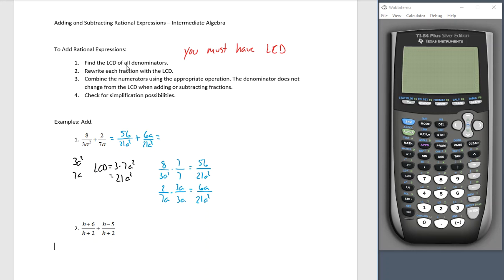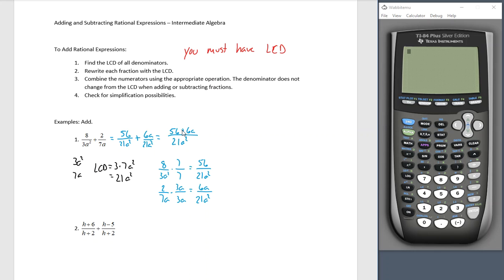All right. So find the LCD. Rewrite each fraction using the LCD. And now combine the numerators using addition, the appropriate operation. The denominator does not change when adding or subtracting fractions. So I'll have 56 plus 6a all over 21a squared.